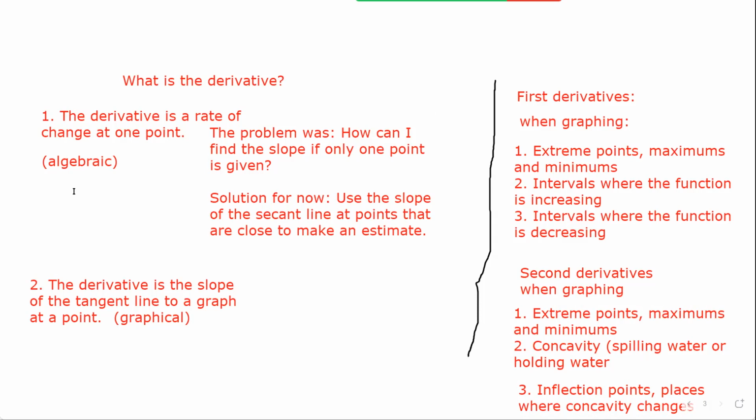So if it's algebraic, then it's a rate of change, and it's a function. Remember that the derivative is a function itself. If it's graphing, then you have a graphical interpretation, and it's made up of the slope of the tangent line at a point. Does that help a little bit more? Yeah, it helps clarify it.